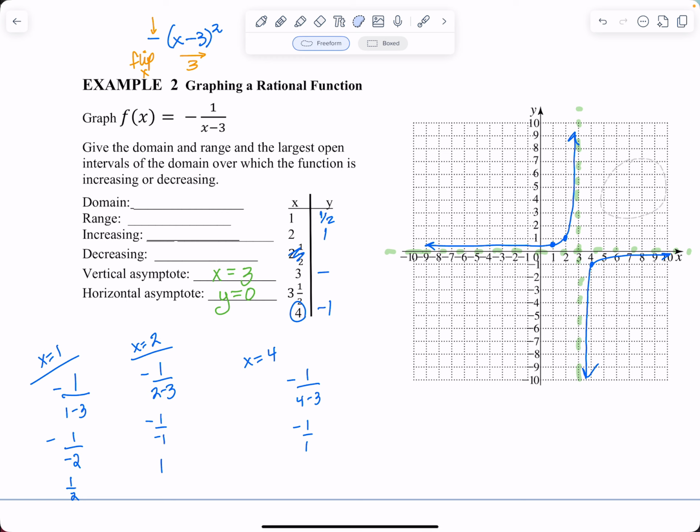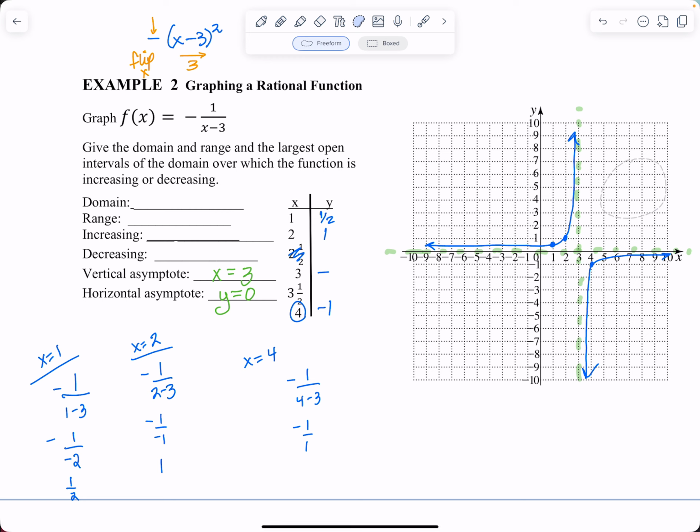So my domain, this time instead of being anything but 0, it's going to be anything but 3, right? I have from negative infinity to 3, union with 3 to infinity, so anything but 3. Now my range, notice, is anything but y equals 0. So my range is going to be negative infinity to 0 and 0 to infinity.